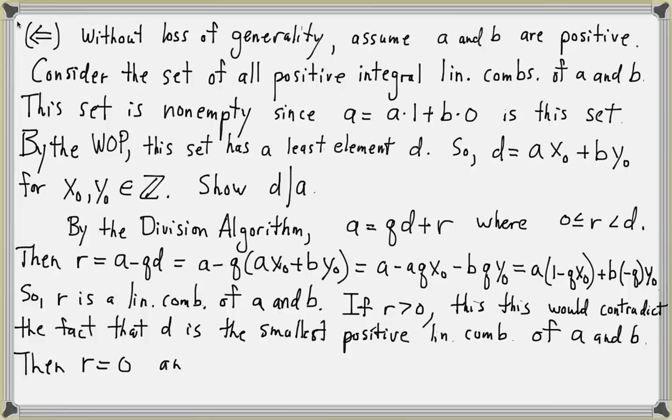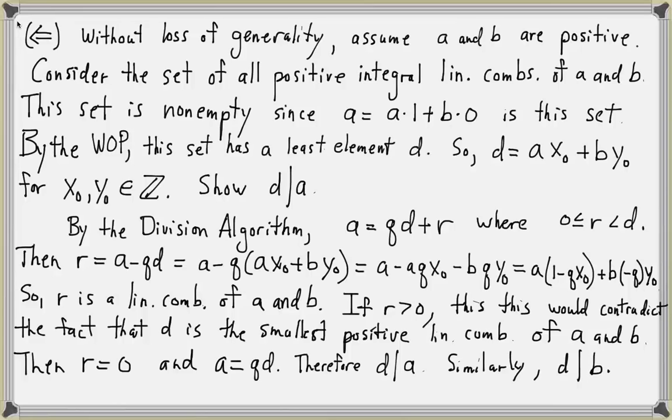And A actually equals Q times D. Therefore, D divides A. There was nothing special about the letter A as opposed to the letter B, so by a completely similar argument, D also divides B. So we can conclude that D is a common divisor of A and B.